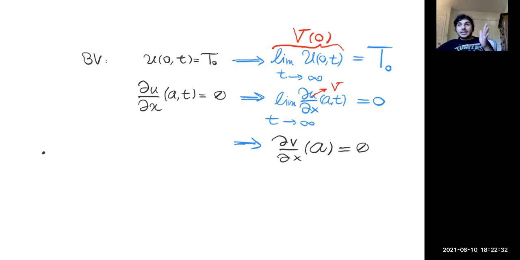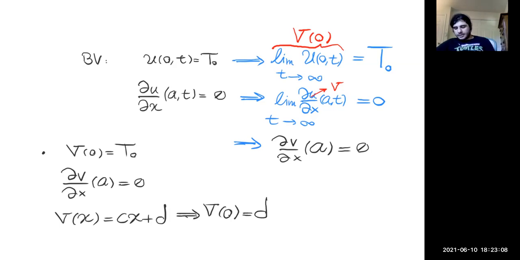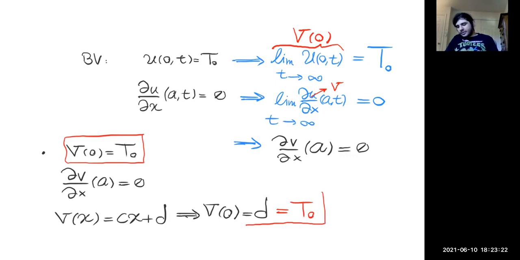So we have 2 conditions for the boundary value problem for v, for the steady state solution. One of them is v of 0 is equal to t naught. The other one is partial v partial x at a is equal to 0. Now, actually, we computed v in the previous page. We saw v of x is equal to cx plus d, right? Well, that implies v of 0 is equal to the constant d. Just plug in 0 into x. On the other hand, this condition here tells us v of 0 should be equal to t naught. So d is equal to t naught.